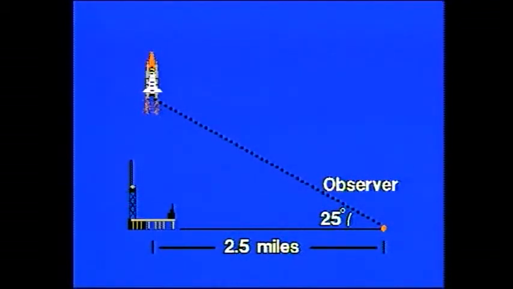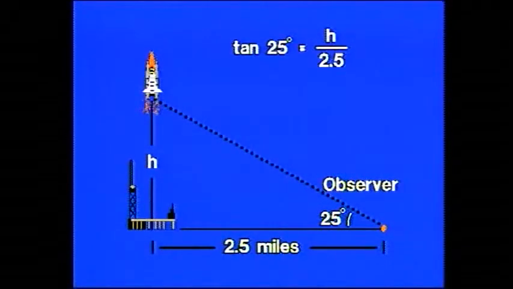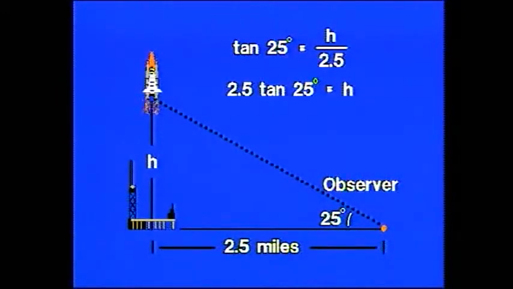Now, we're looking for the height of the shuttle, and a right triangle is formed, so we can use the tangent relationship or the tangent ratio. From the perspective of the 25-degree angle, opposite over adjacent would be h over 2.5. Solving for h, we multiply by 2.5 on both sides, so the height is determined as the product of 2.5 and tangent 25 degrees. Multiplying, we find that height to be 1.2 miles.